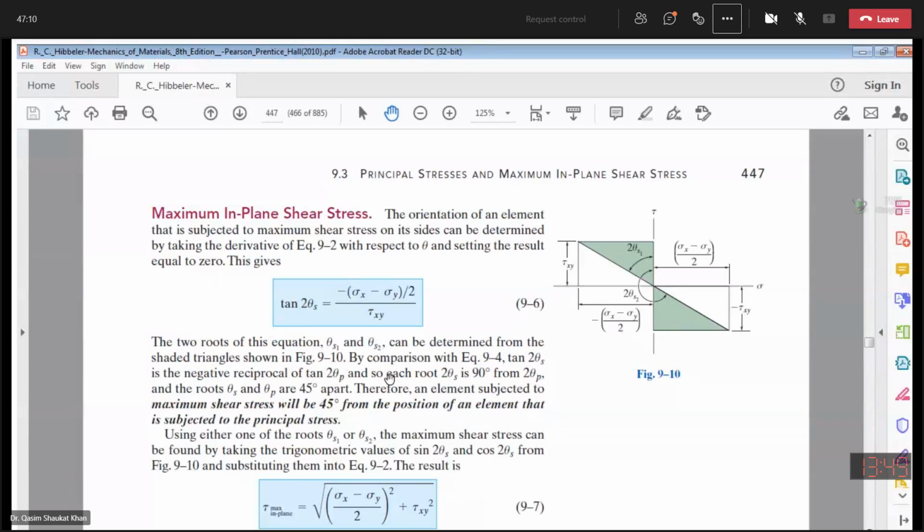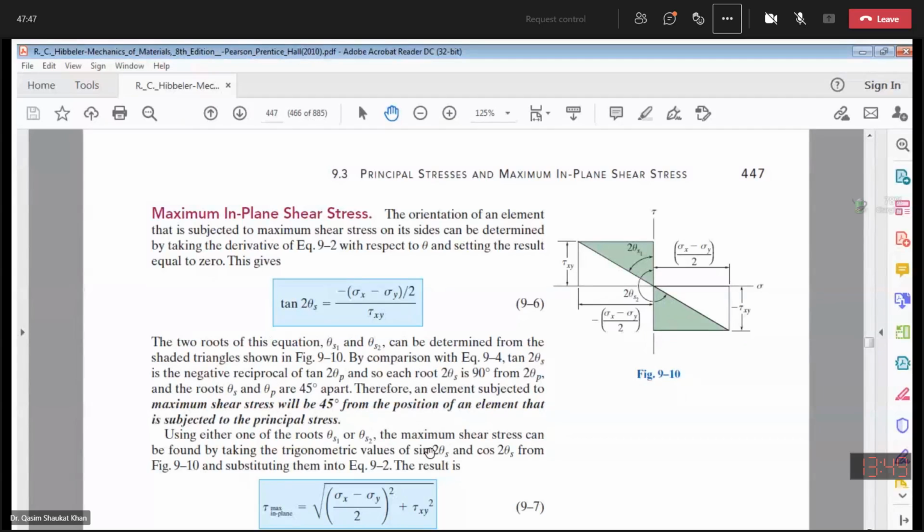Furthermore, this equation will give you two roots, theta s1 and theta s2. The difference between theta s1 and theta s2 is 90 degrees, whereas the difference between 2 theta s1 and 2 theta s2 is 180 degrees. Furthermore, the difference between theta p1 and theta s1 will be 45 degrees.